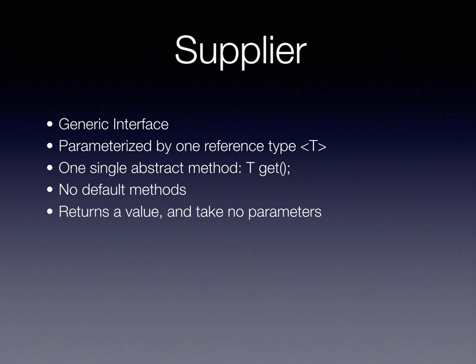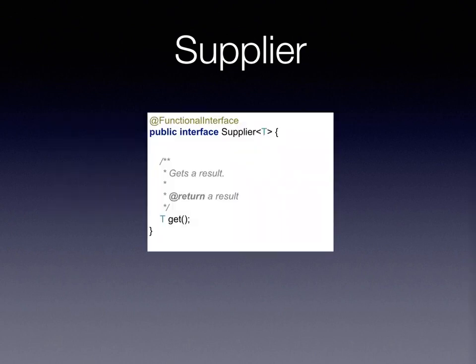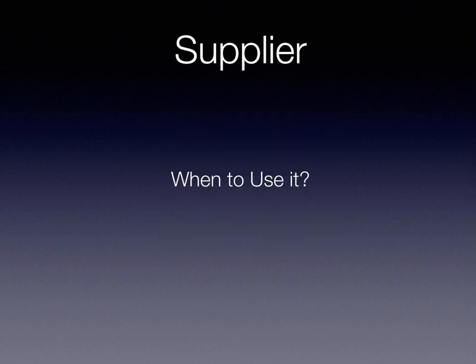What is the supplier? This is what the supplier looks like. It has the functional interface annotation, it is parameterized by the type T, and it has the single abstract method named get. Think of the supplier interface as the factory pattern. Remember that it takes no parameters and returns something.